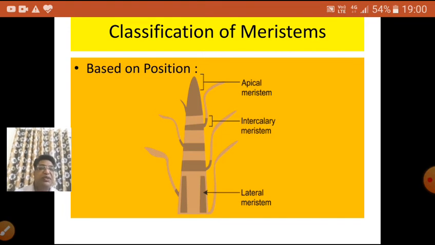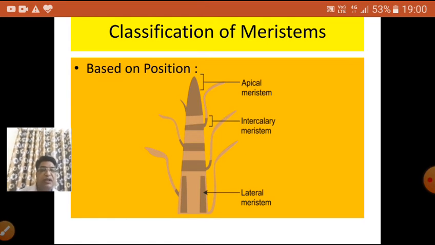And second type is intercalary meristem. These intercalary meristems are present in between the two nodes of stems. They increase the size of nodes, internodes. And third type of meristem based on position is lateral meristems. These meristems are present laterally in the plant. They cause increase in girth of the plant.